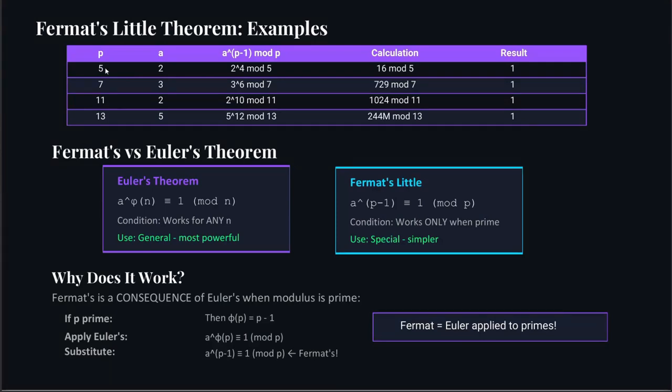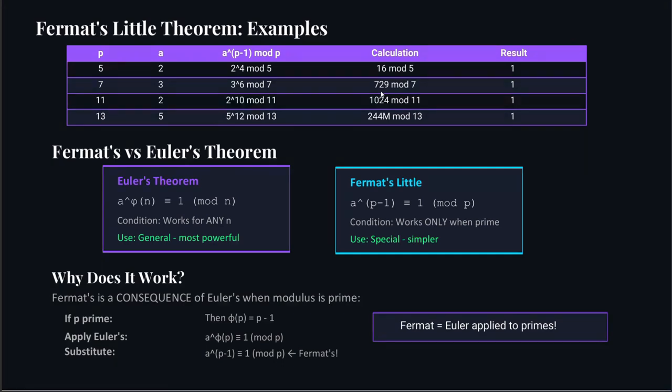Now let us verify this theorem using actual examples. Let us start with p equals 5 and a equals 2. According to Fermat Theorem, 2 raised to 5 minus 1 is congruent to 1 mod 5. Computing the power gives 2 raised to 4 equals 16. When 16 is divided by 5, the remainder is 1. Therefore, the theorem holds. Let's try another: p equals 7 and a equals 3. 3 raised to 6 is congruent to 1 mod 7.